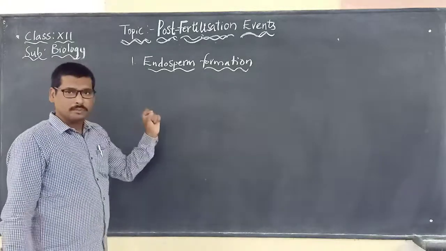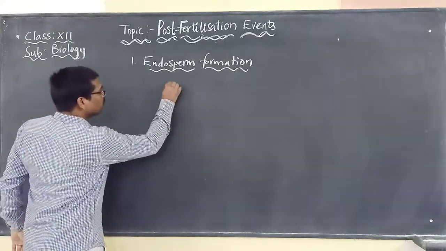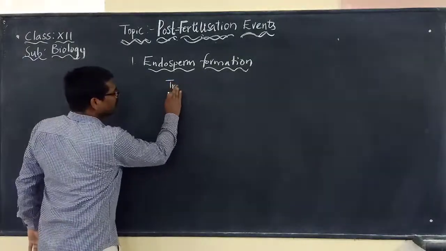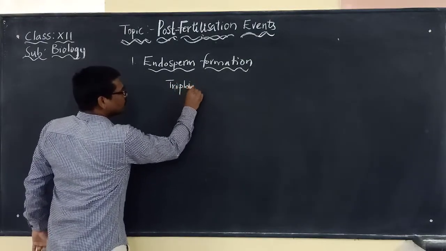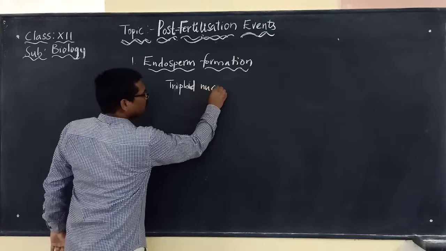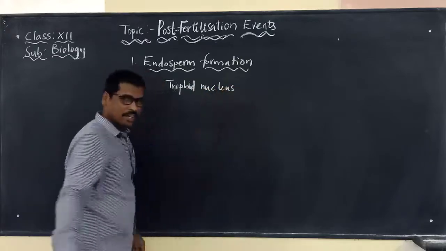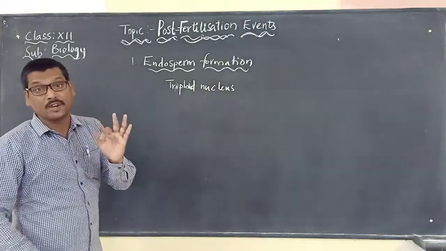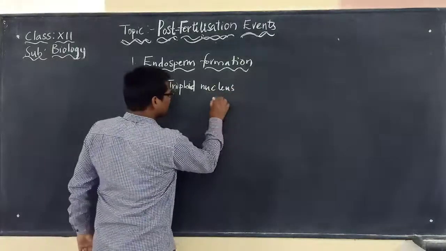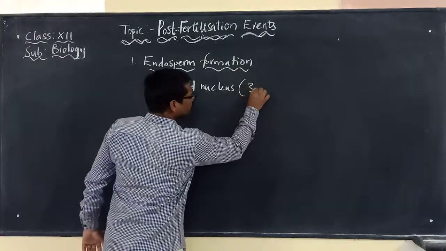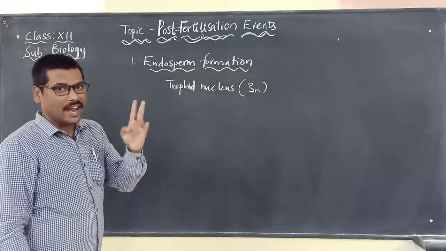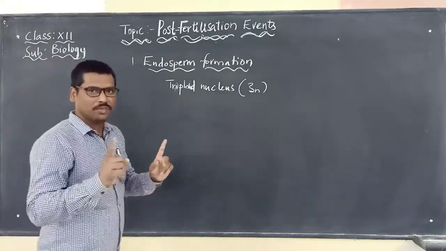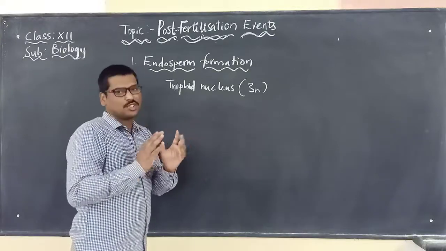Endosperm is formed from the triploid nucleus. We call this triploid nucleus the primary endosperm nucleus, or we can simply say 3N, because it is made up of two polar nuclei and one male gamete fused together.